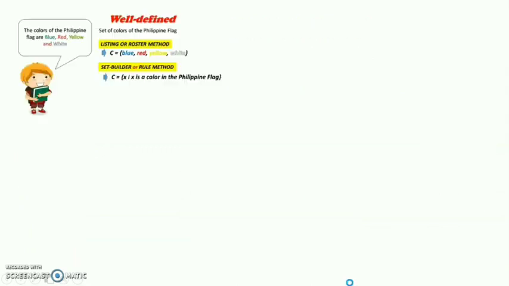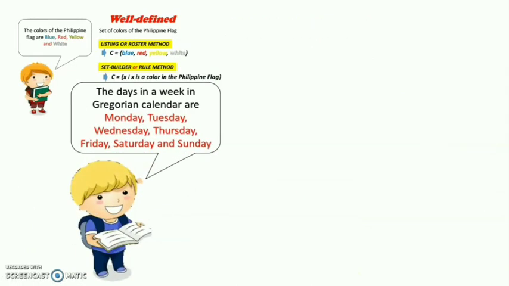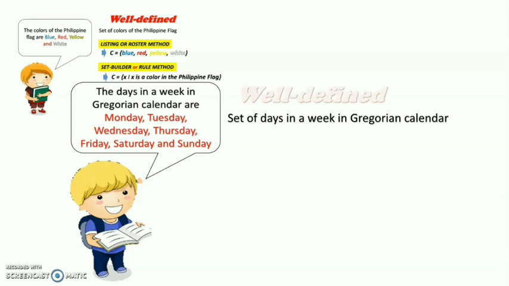Okay, now let us proceed to the answer of Ren-Ren. The answer of Ren-Ren is also an example of a set, and that is the set of days in a week in the Gregorian calendar. And it is also well defined because there are only 7 days in a week, and those days are stated in the answer of Ren-Ren: Monday, Tuesday, Wednesday, Thursday, Friday, Saturday, and Sunday.